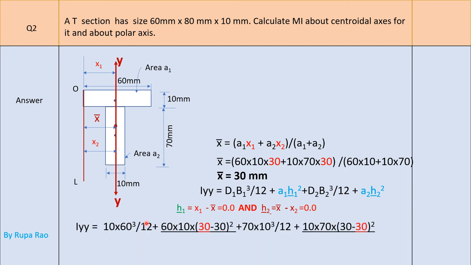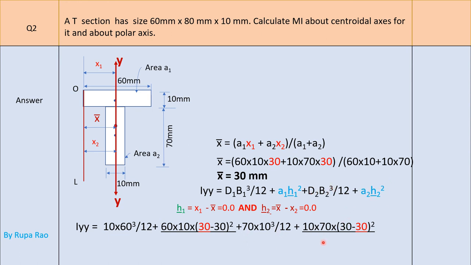Now let us see how we substitute the value. So D is this vertical dimension, B is this horizontal dimension. So D is 10, B is 60, so 60 cube. So d1 b1 cube will be 10 into 60 cube by 12. Then A1 is 60 into 10, into bracket, this h1 will be x bar minus x1, so it will be 30 minus 30 bracket square, plus d2 b2 cube. D will be this vertical dimension d2, that is 70, and this horizontal dimension is b2, that is 10. So 70 into 10 cube by 12, that will give me d2 b2 cube by 12 here.